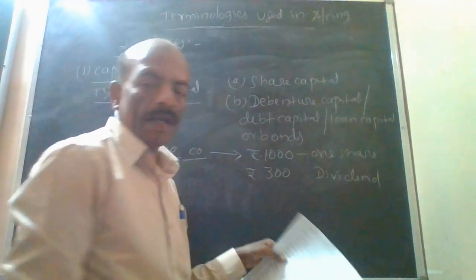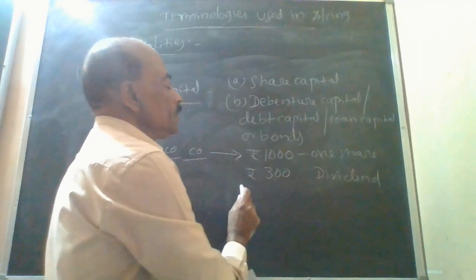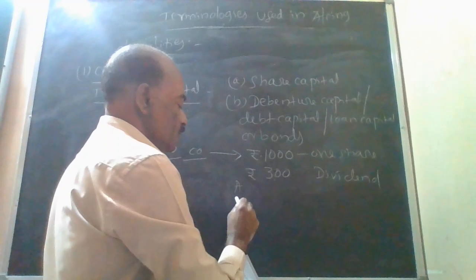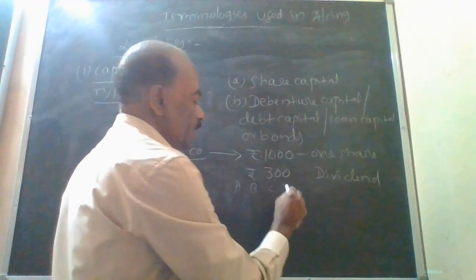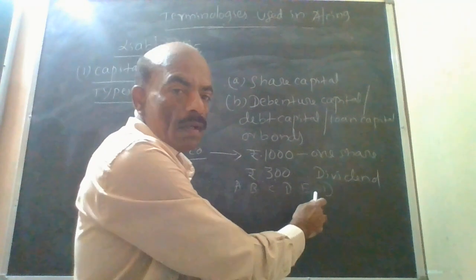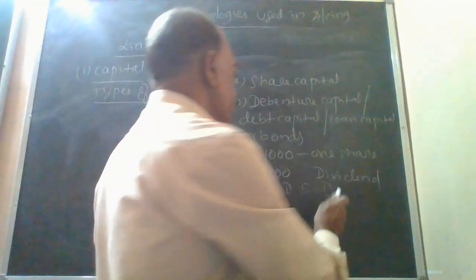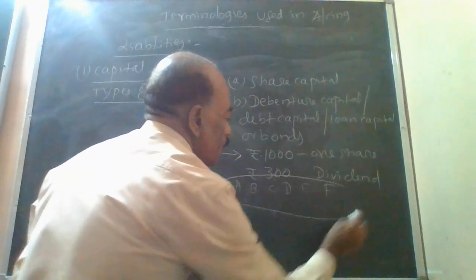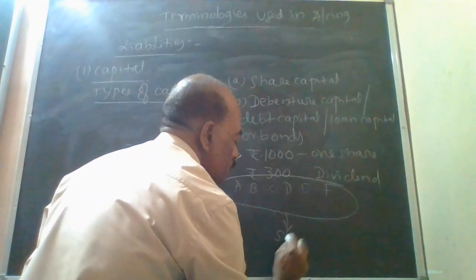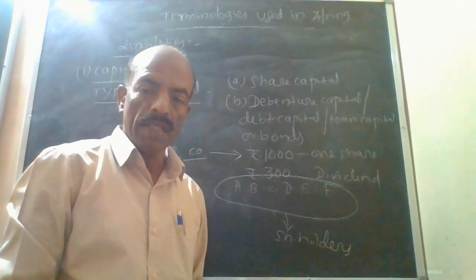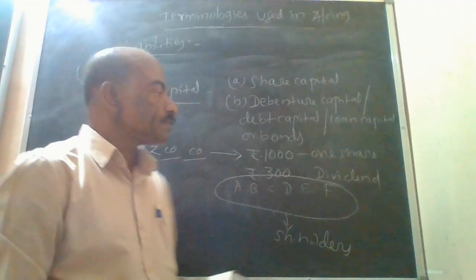They will get the 300 rupees dividend. So different people will come and purchase the shares of our company: Amit, Bharat, Chandrasekhar, Dinesh, Emmanuel, Francis, different people. So all these people are called what here? Shareholders. Those who purchase the shares of our company are called shareholders.